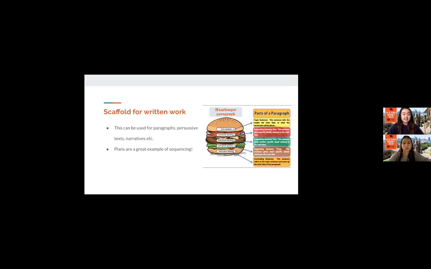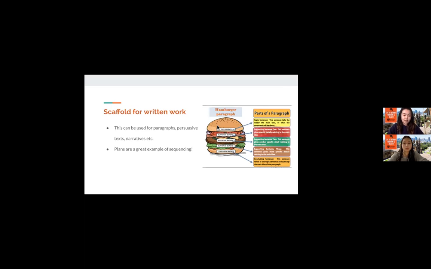So here is a scaffold for written work, and plans and scaffolds are great examples of sequencing. They can help children to organise their ideas and know what order to express them in for it to make sense. So it allows them to brainstorm their ideas and write it down to visualise what order the paragraph or text should be written in.